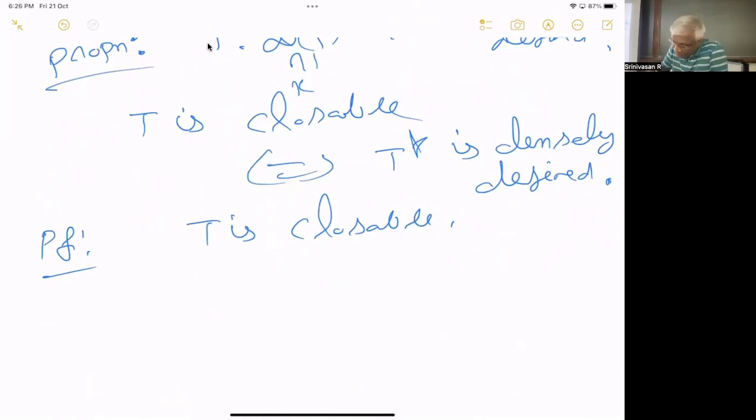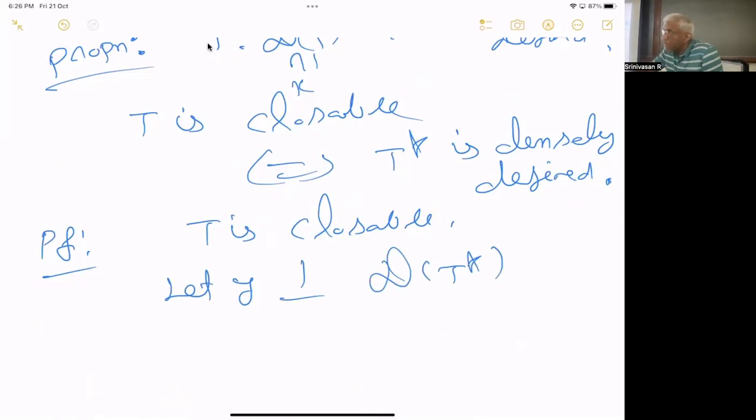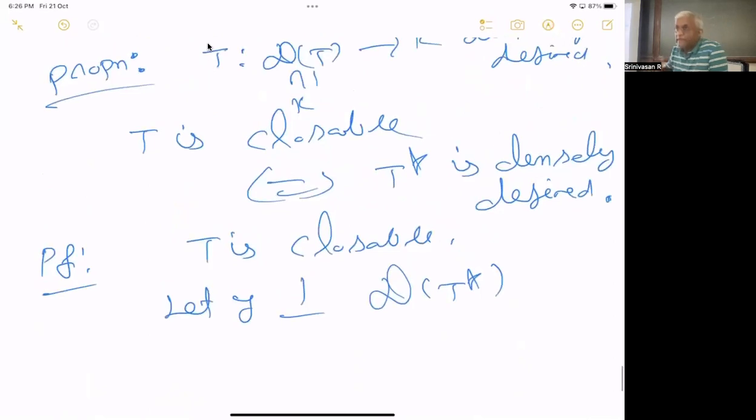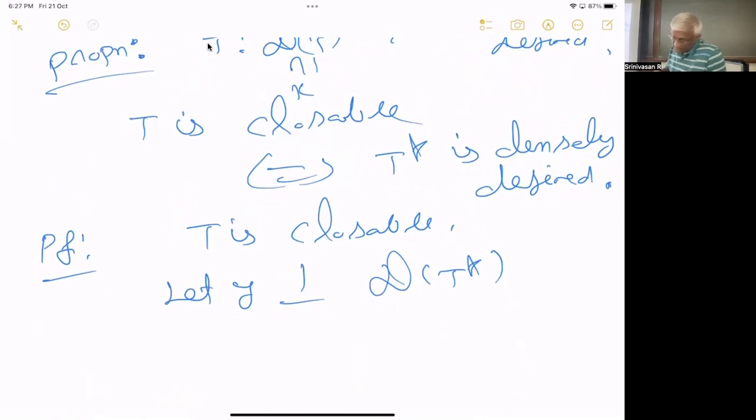T star is densely defined means what? Let Y be orthogonal to the domain of T star. Then we want to prove that Y is 0. That's what we want to prove. So the statement of the proposition is: T is closable if and only if T star is densely defined. So suppose T is closable, that is, there exists a closed operator containing T.